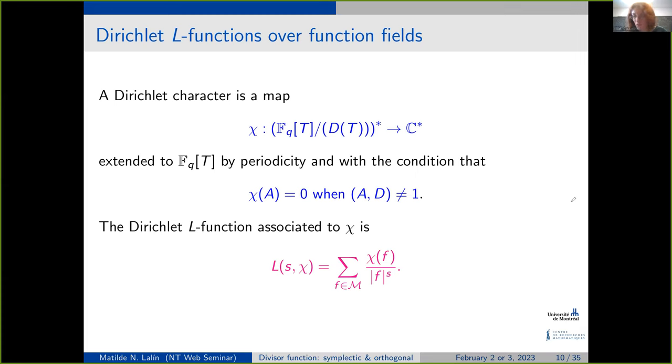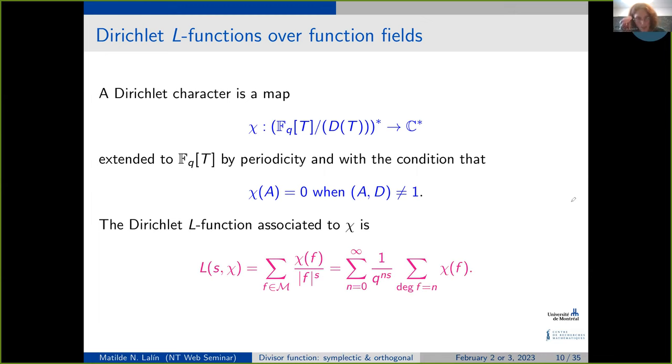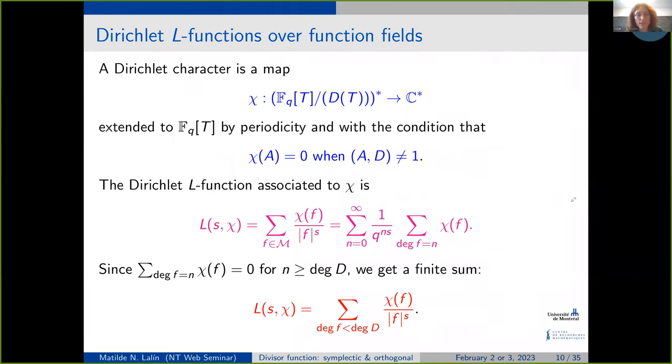Now, this is one way of writing the Dirichlet L-function. However, we can organize this a bit better because the absolute value of F only depends on the degree of F. So you can do the sum by degree, from zero to infinity, where the absolute value of F is q to the n. So you get one over q to the ns, and then an inner sum of chi of F over all the monic F of degree n. Now, when the degree of F is bigger than the degree of D, this is a full sum over a character. So if the character is non-trivial, this gives you zero. And so this term becomes zero when n is sufficiently large.